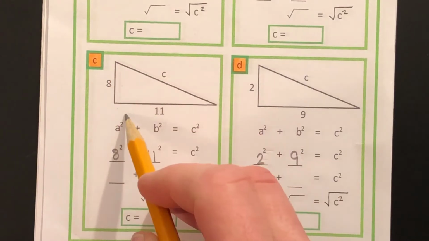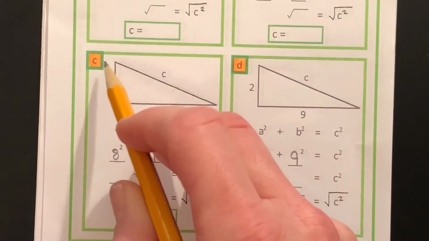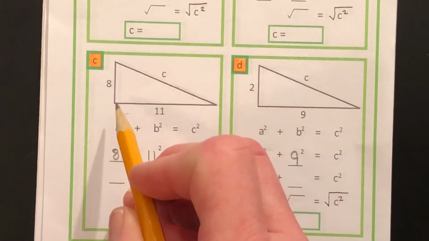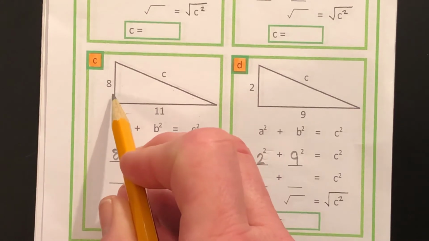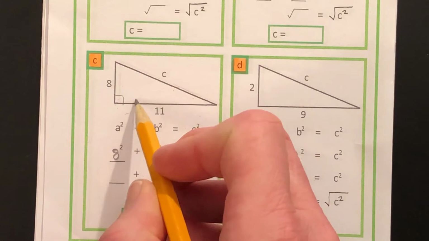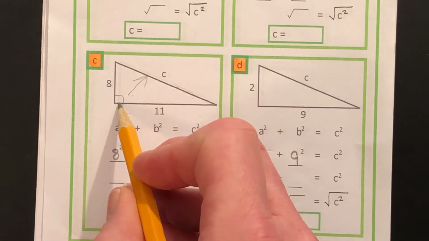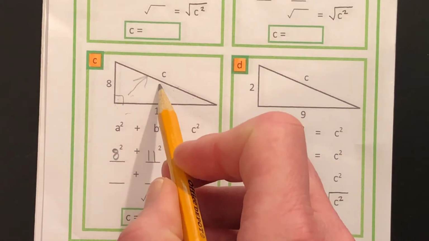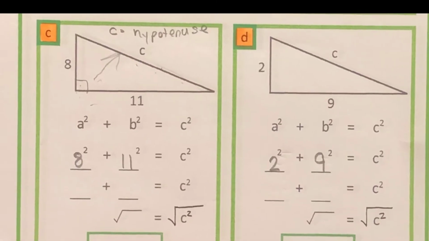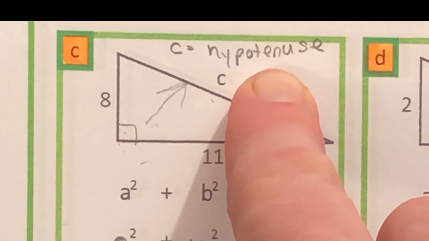This side is A, this side is B. C is always the hypotenuse. The hypotenuse is the longest side of a right triangle. This is a right angle. This is how you know it's a right triangle, because it has the one right angle. The line immediately across from the right angle is C. It is the hypotenuse. C is always the hypotenuse.